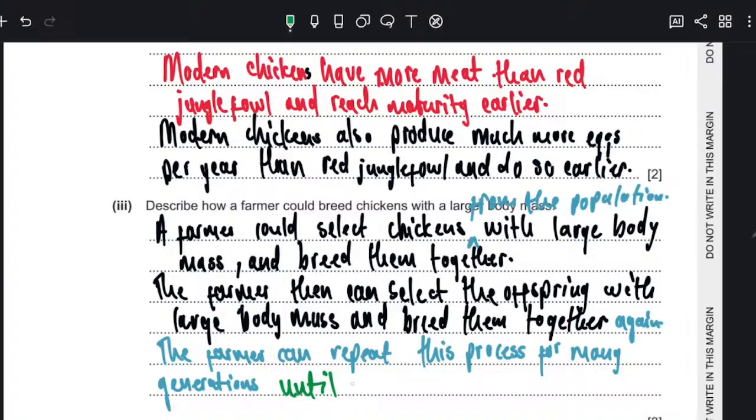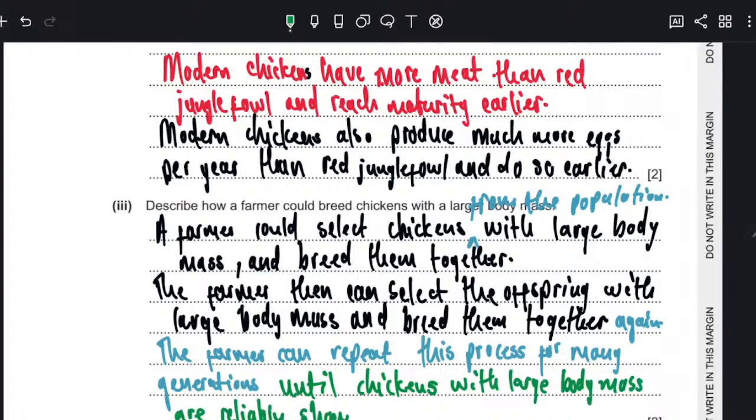Until chickens with large body mass are reliably shown in the offspring. This is the key statement. We do selective breeding until the desired characteristic is reliably shown in the offspring. Here we want large body mass.